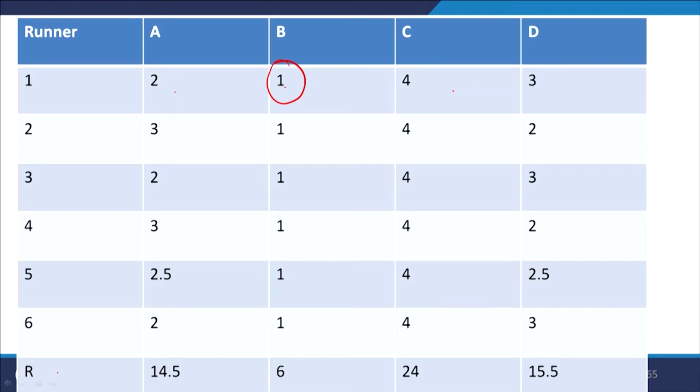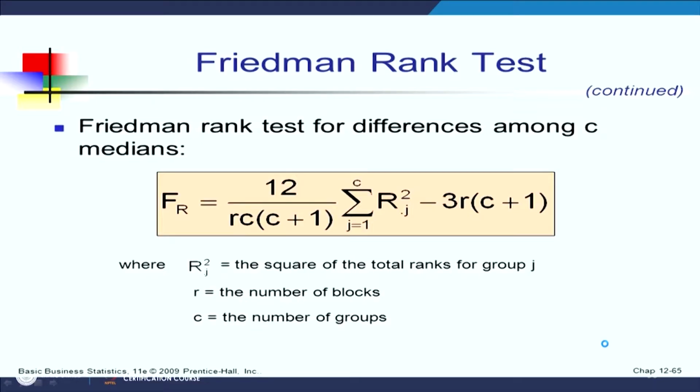So, now this is the total of the ranks: 14.5 for A, 6 for B, 24 for C, 15.5 for D. Now, this is the formula. I have got this formula because it is very tough to write these things. I have downloaded it. Friedman's formula is 12 divided by R into C, where R is the number of rows and C the number of columns, into C plus 1, into the summation of R square for each group, minus 3 into the number of blocks into C plus 1.